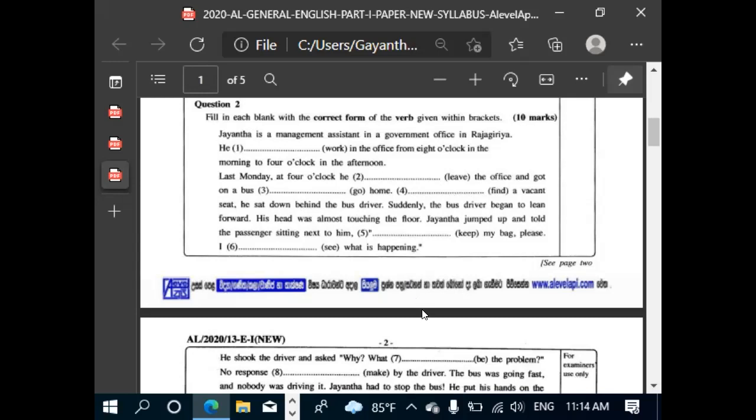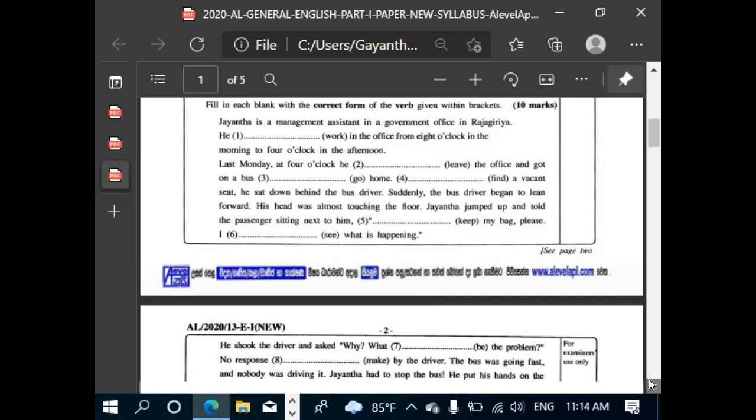Suddenly, the bus driver began to lean forward. His head was almost touching the floor. Jayanta jumped up and told the passenger sitting next to him, blank, within brackets, keep my bag, please. What is the answer for the fifth blank? It's also the infinitive form of keep. It's also keep.